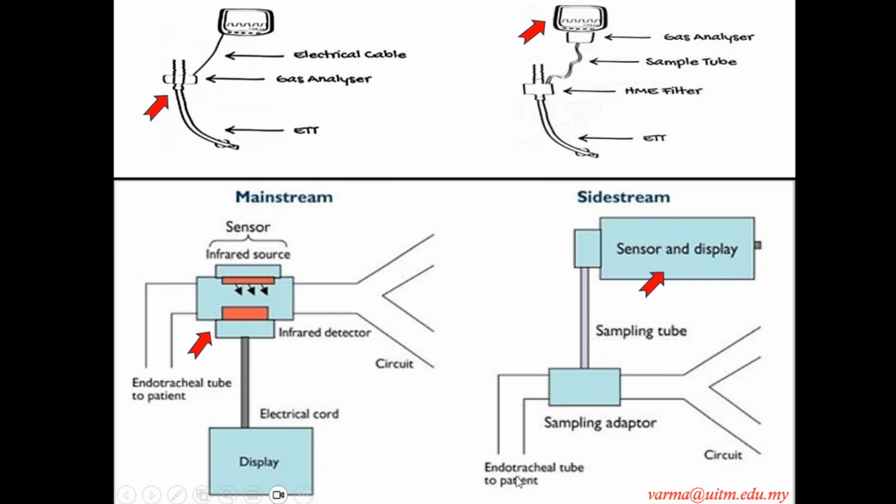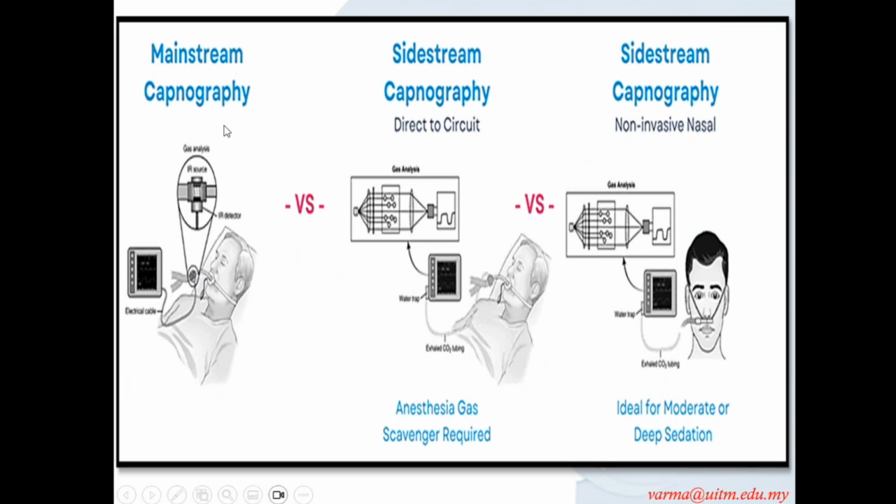So you can see this is your ETT, exhaled CO2 comes from here. This is your sampling adapter, though nowadays we don't place a separate sampling adapter, we just connect it to the HME. So it goes through the sampling tube, reaches the sensor and gets displayed. That is side stream. Mainstream is attached to the ETT directly. Mainstream can only be used in an intubated patient because it's directly attached to the ETT, whereas side stream can be used in intubated or non-intubated patients.